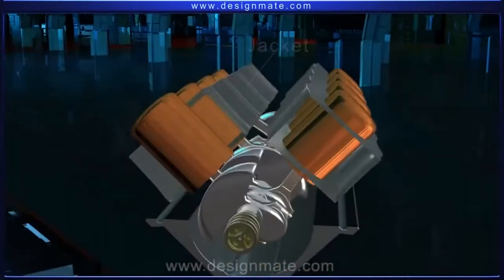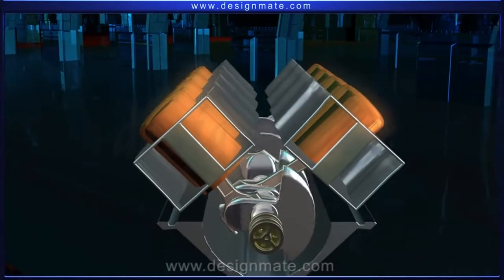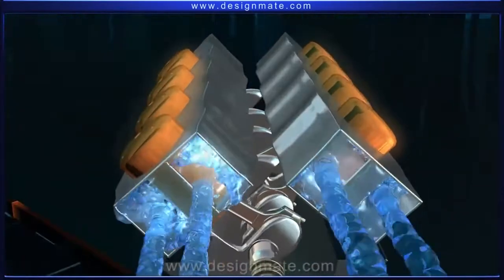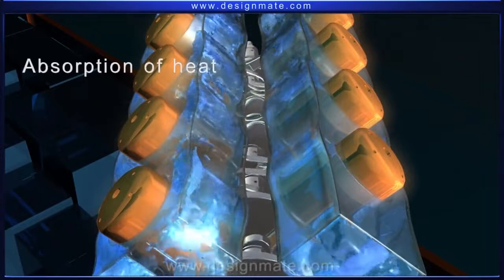And a jacket surrounds the cylinder bank, through which cold water is continuously circulated to absorb excess heat produced during combustion.